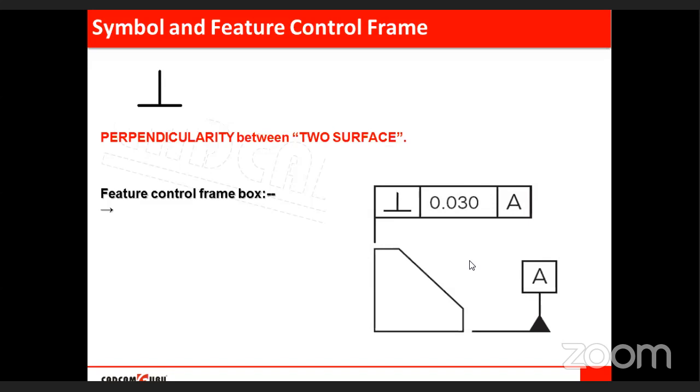Still, there are two more symbols. If the deviation is in a radial direction, generally an arc symbol is specified. And if the deviation is in two different directions, then a square symbol will be there. So here we will check the direction of deviation.